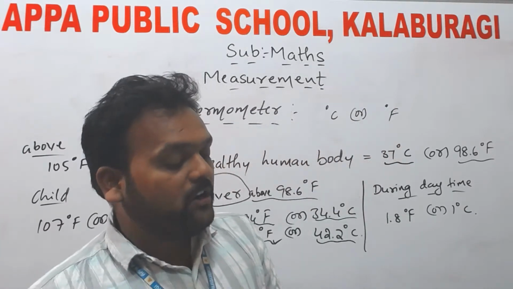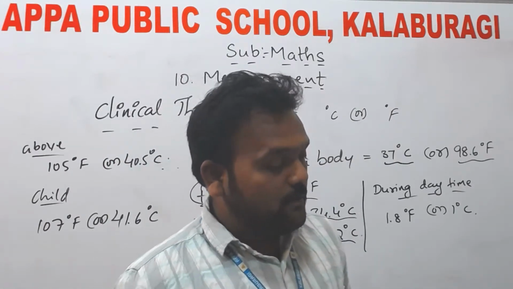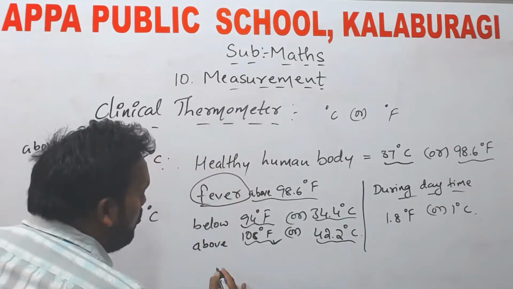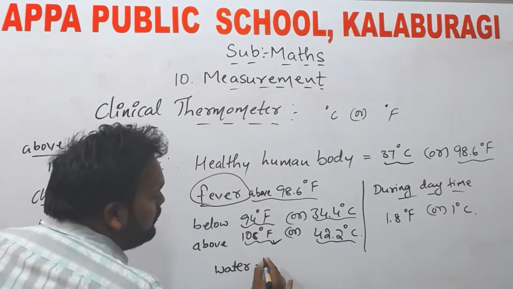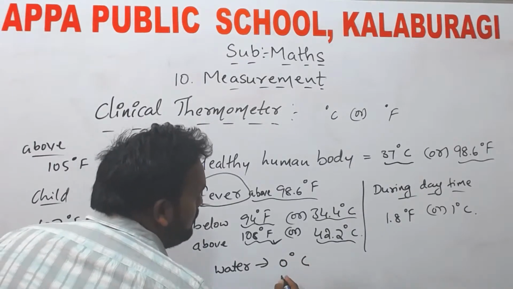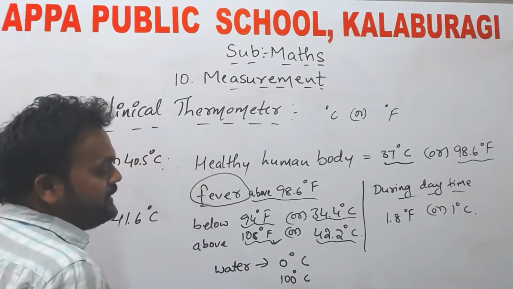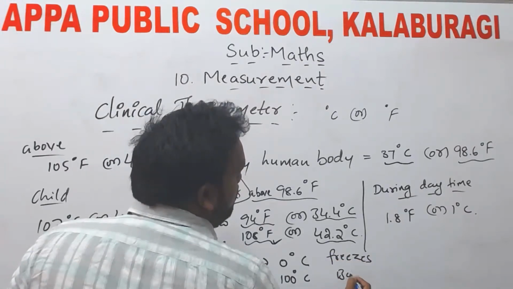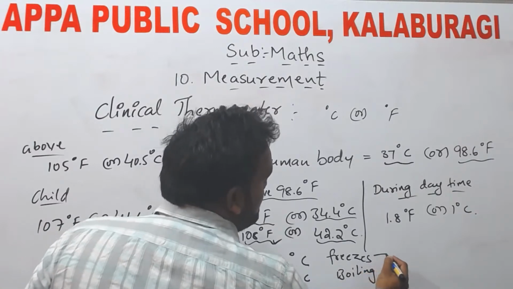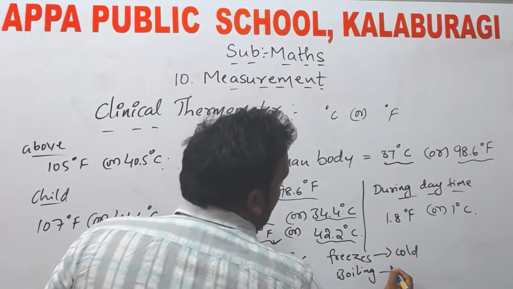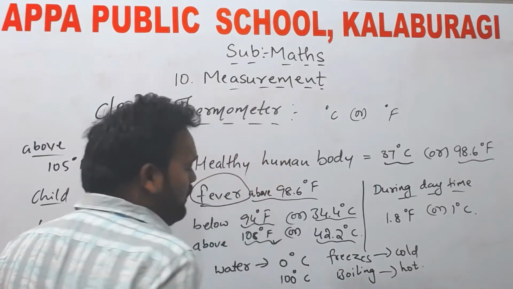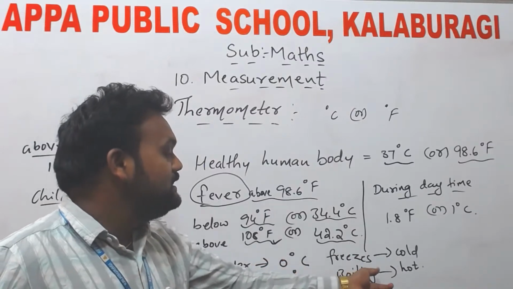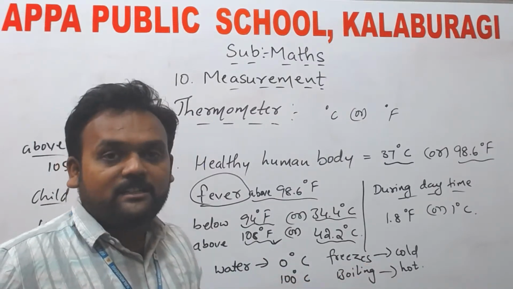Water freezes at 0 degrees Celsius and boils at 100 degrees Celsius. Understood, students? So this is the freezing point of water, and this is the boiling point of water. Freezing means cold and boiling means hot. You should remember the freezing point of water is 0 degrees Celsius and the boiling point of water is 100 degrees Celsius.